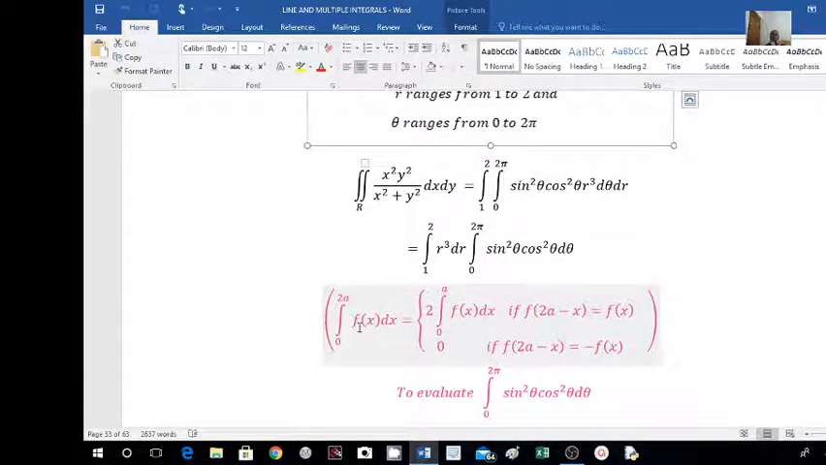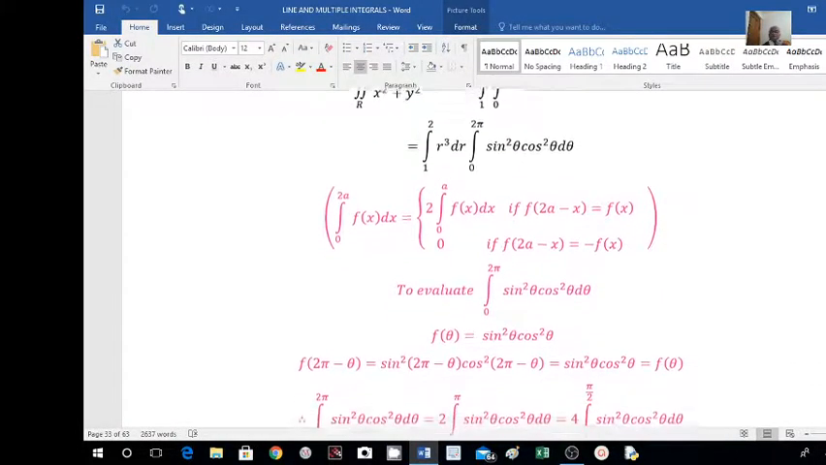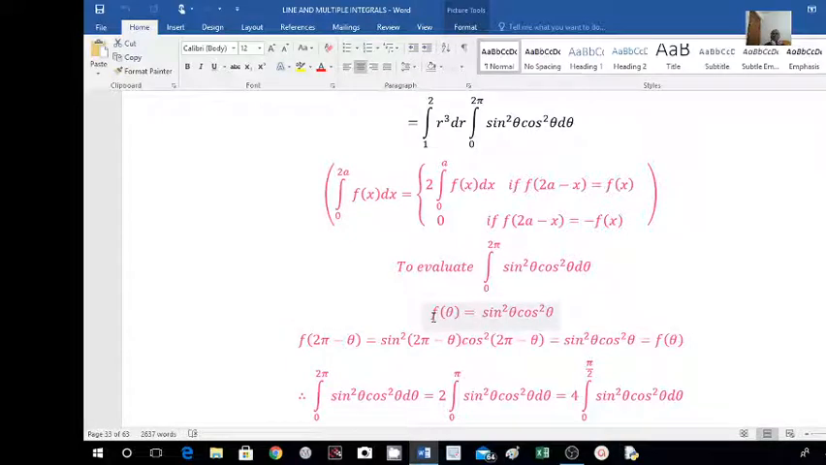I will use a known theorem here. The integration from 0 to 2a of f of x dx is equal to 2 times the integral from 0 to a of f of x dx if f of 2a minus x is equal to f of x, and its value is equal to 0 if f of 2a minus x is equal to minus f of x. Now to evaluate the integral from 0 to 2 pi of sin square theta cos square theta d theta, I will take f of theta equal to sin square theta cos square theta.